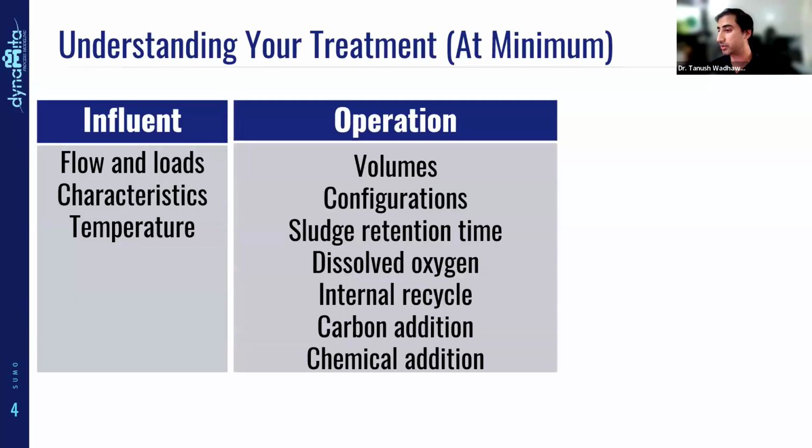The second category, which I like to look at, is operations or engineering inputs. So understanding the volumes of your different process units which you have in the facility. Understanding the configuration. If you have step feed, you have anoxic zones up front. If you have anaerobic zone up front, then understanding the configuration of your plant is very, very critical. And then comes some of the design or operational parameters, such as what is the sludge retention time of your facility? What are the dissolved oxygen set points or your airflow rate in your aerobic tanks?